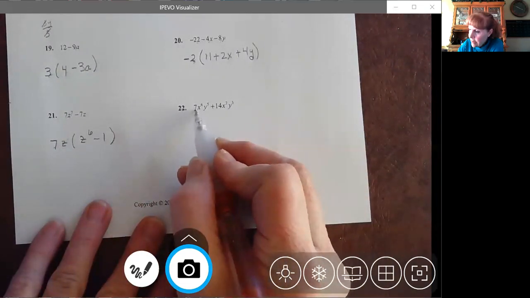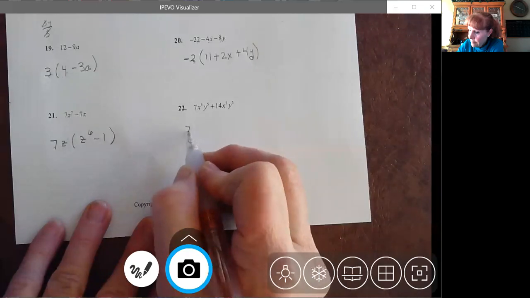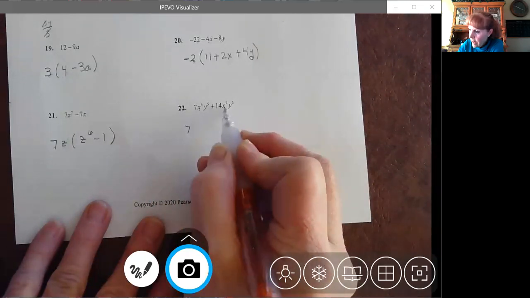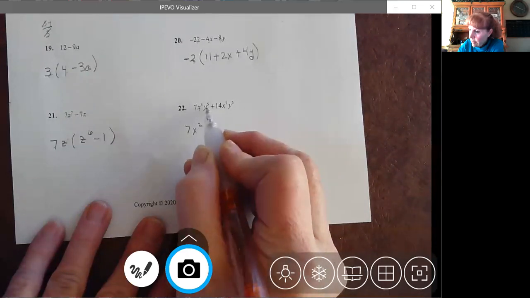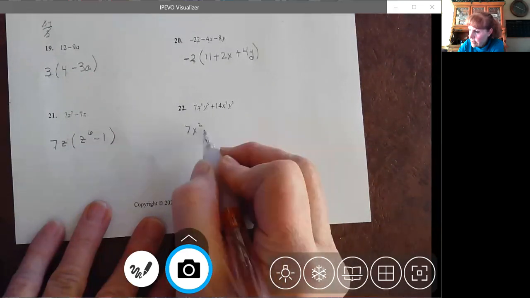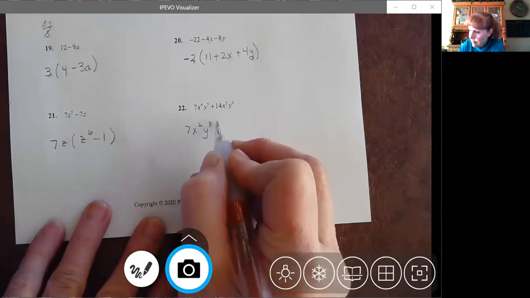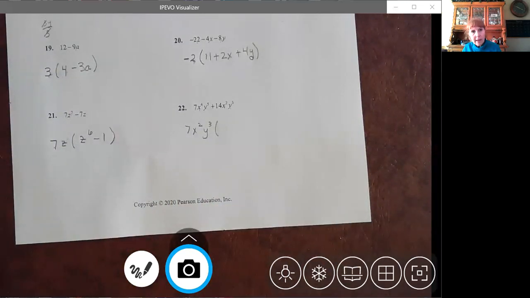What's in common? Let's see, 7 and 14, it'll be a 7. They both have an x. The smallest is x squared. They both have a y. The smallest is y cubed. So it's in common, and it's the smallest.